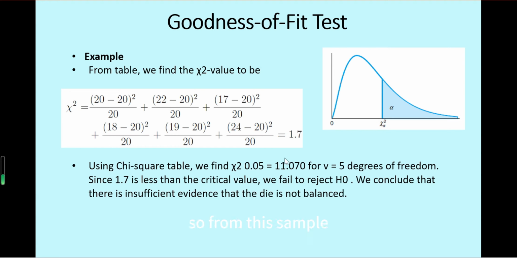So from this sample data, the chi-square value is 1.7 and the critical value of the chi-square distribution is 11.07 for 5 degrees of freedom. You can see this sample statistic is much less than the critical value. So we fail to reject, or say we do not reject H0. We conclude that there is insufficient evidence to say that the die is not balanced. In other words, we will hold that the die is balanced.